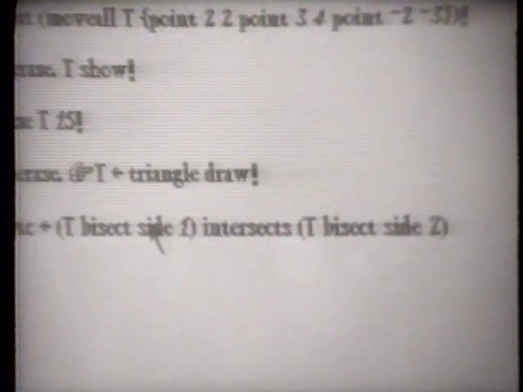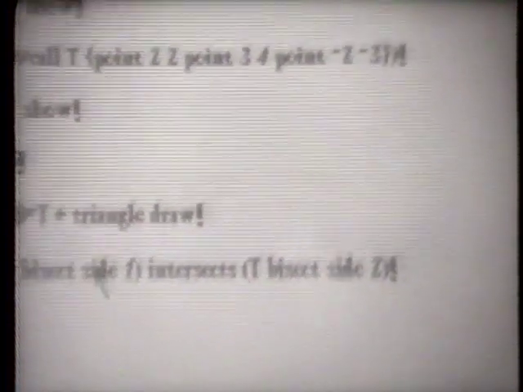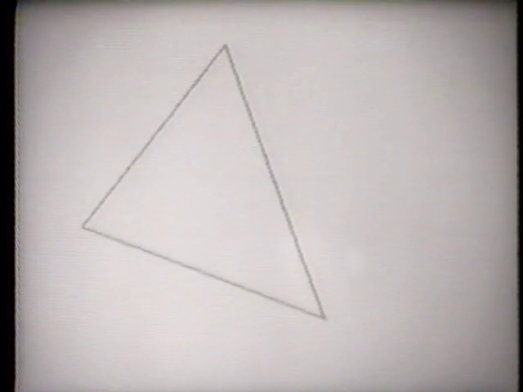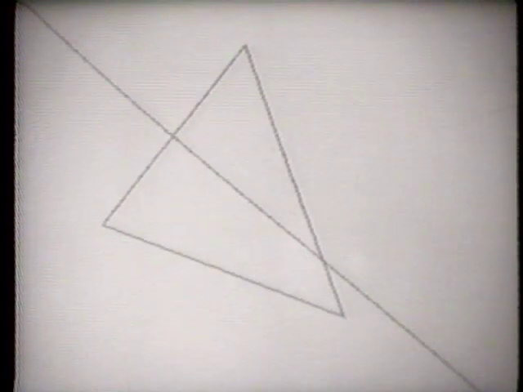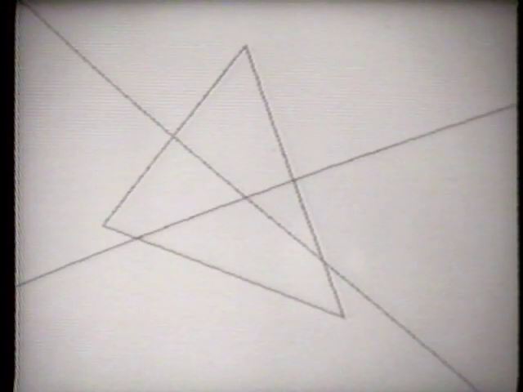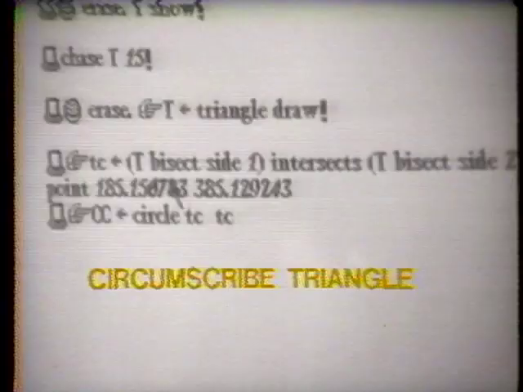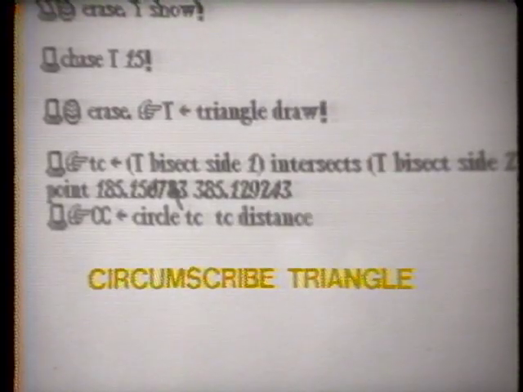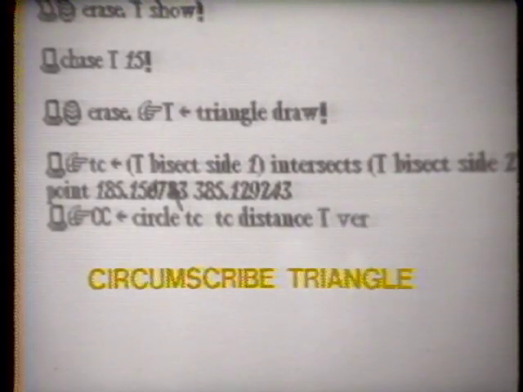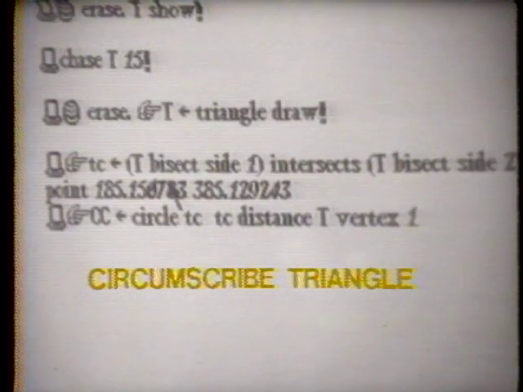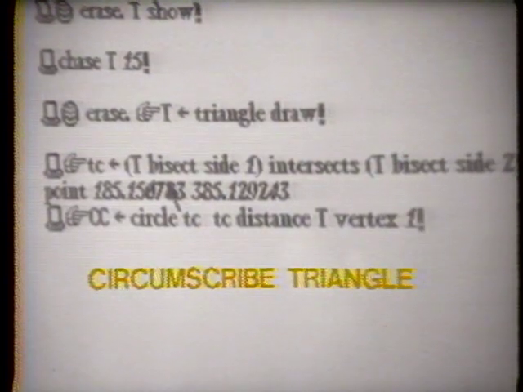Members of the class triangle respond to messages such as bisect side 1. We compute the point of intersection of two lines by sending one line the message intersect. A circle that circumscribes the triangle is then formed. Its center is the point where the two bisecting lines intersected. Its radius is equal to the distance from the center to the triangle vertex.